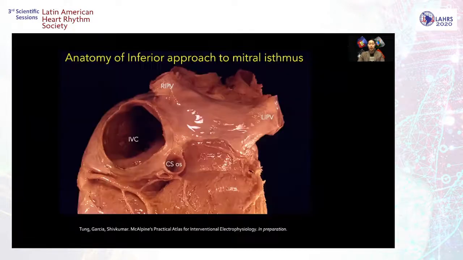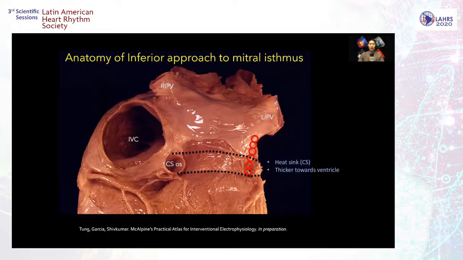Now, the mitral isthmus is a problem because the coronary sinus is a problem for the mitral isthmus line inferiorly for two reasons. Number one, you start getting towards thicker tissue as you get to the ventricular side of the annulus. But number two, the coronary sinus acts as a heat sink. And there's no better example than Andre Davila trying to occlude the coronary sinus to limit that heat sink and that cooling to be able to deliver better lesions.